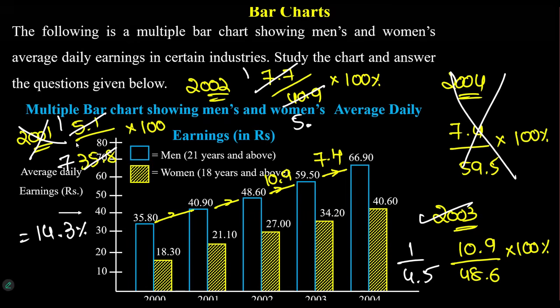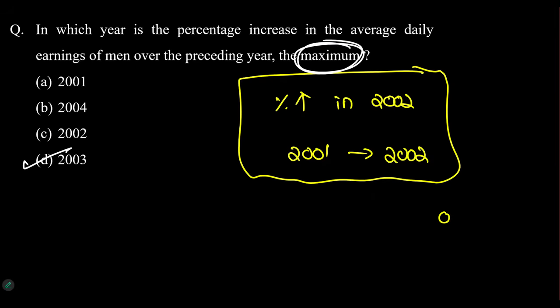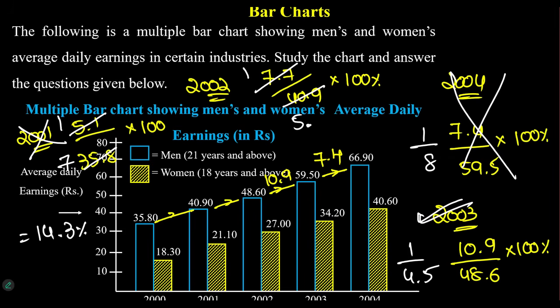No need to calculate the entire thing. It's 1 by 7. It's like 1 by 5 point something. It's 1 by 4 point something, right? So this is 1 by 8 something, close to 1 by 7 point or 1 by 8, like that. One by less denominator will give more value. That's why I'm going with 2003. 2003 is the maximum percentage increase.